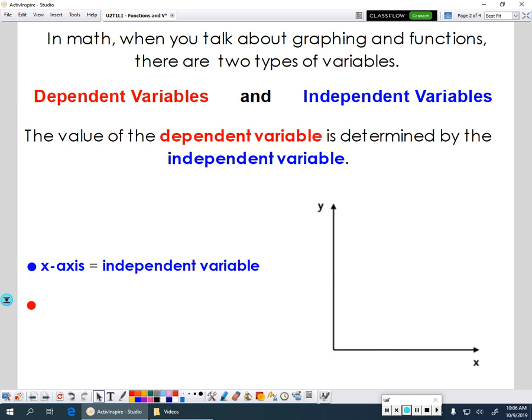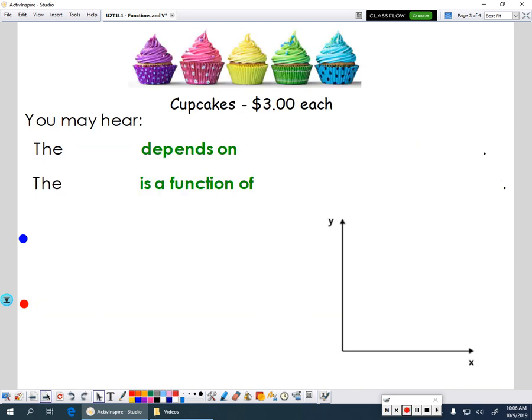Our x-axis represents our independent variable, and that goes along the bottom. Our y-axis represents our dependent variable. Our dependent variable goes along the y-axis. And remember, the y-axis, the dependent variable, is going to change depending on our independent variable. So let's look at a situation and relate this to functions now.